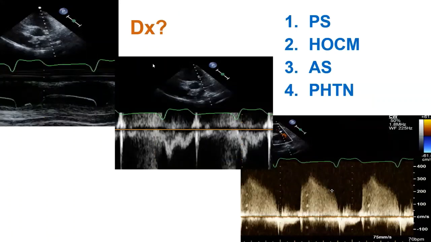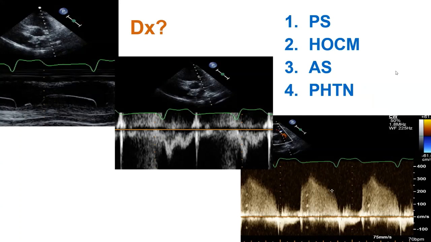Let's move over to the right side and take a look at this. So here's an M-mode envelope through the pulmonary valve. Here's a pulmonary pulse Doppler tracing. And here is a pulmonary regurgitation continuous wave spectrum.